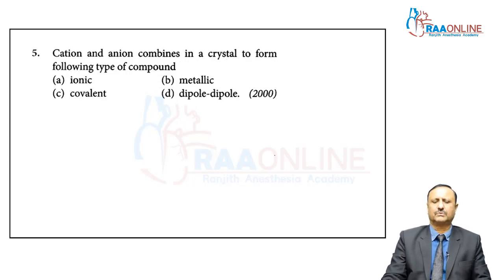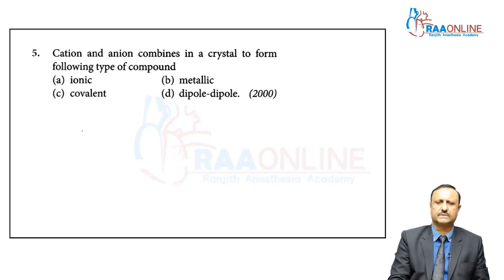Now, we can go to question number five. Cation and anion combine in a crystal to form which type of compound? My dear students, you can see when Na+ ions and Cl- ions combine with each other to form NaCl, this compound is called an ionic compound. Why is it called an ionic compound? Because electrostatic lines of force are present between these ions. So question number five, answer is A.